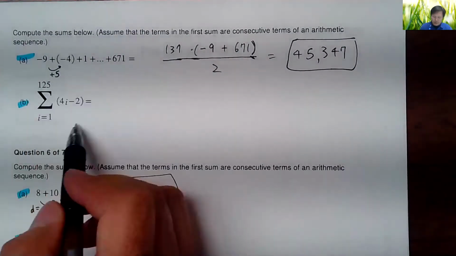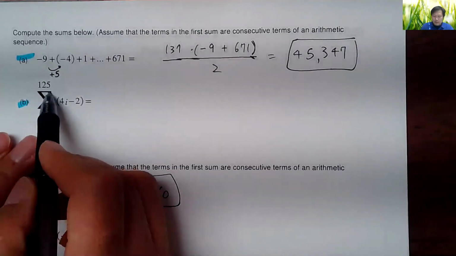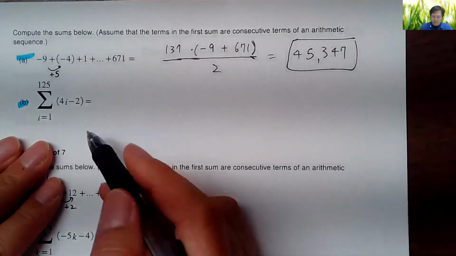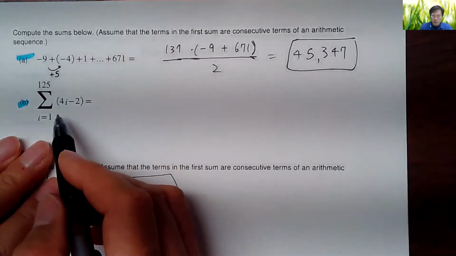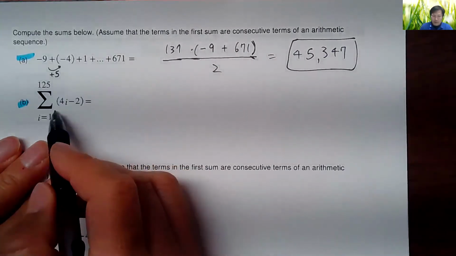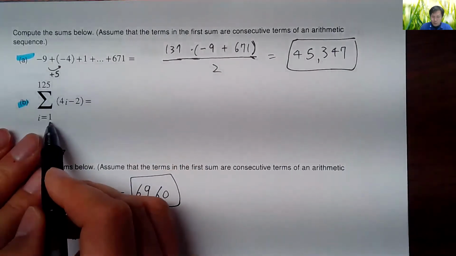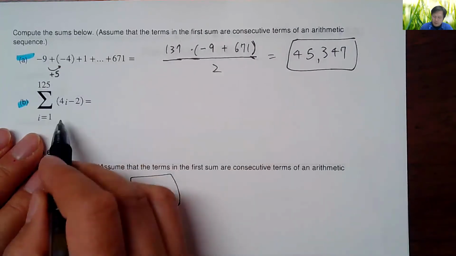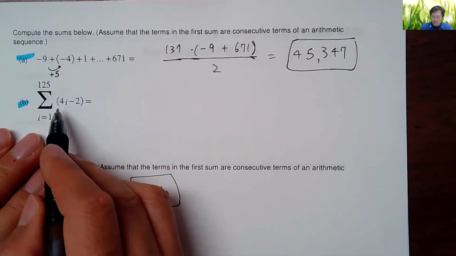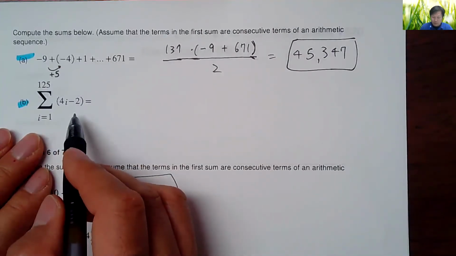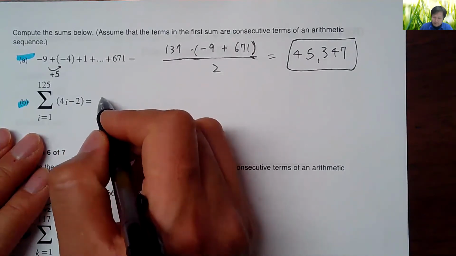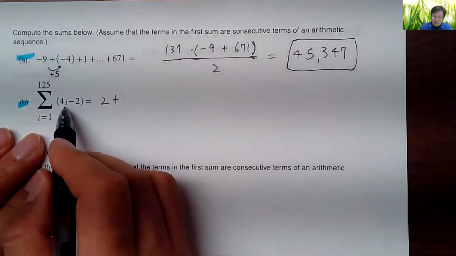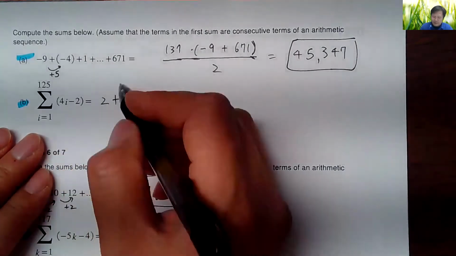Which is this question. Okay, sigma notation is a fancy way of saying summation. So this is the expression. So the i value starts with 1. Plug in 1. So it'll be 1 times 4, which is 4, minus 2, which is 2. Plus, now the i value is 2. Plug in 2. 2 times 4 is 8, minus 2 is 6.